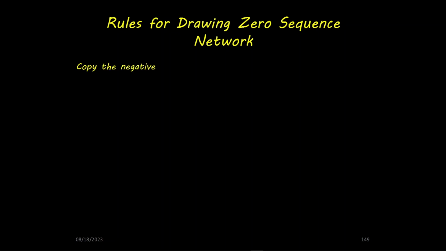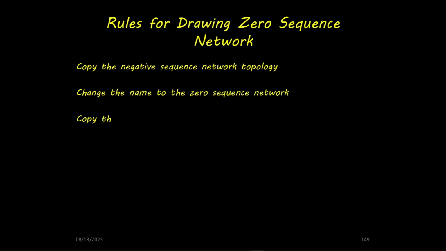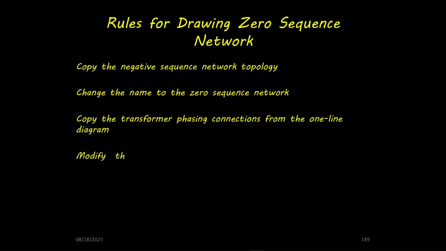Copy the negative sequence network topology. Change the name to the zero sequence network. Copy the transformer phasing connections from the one-line diagram. Modify the impedance drawing per the following.